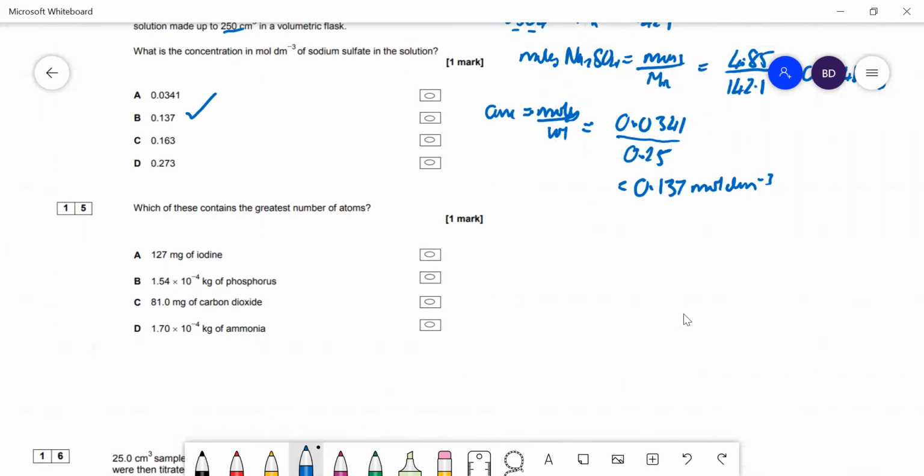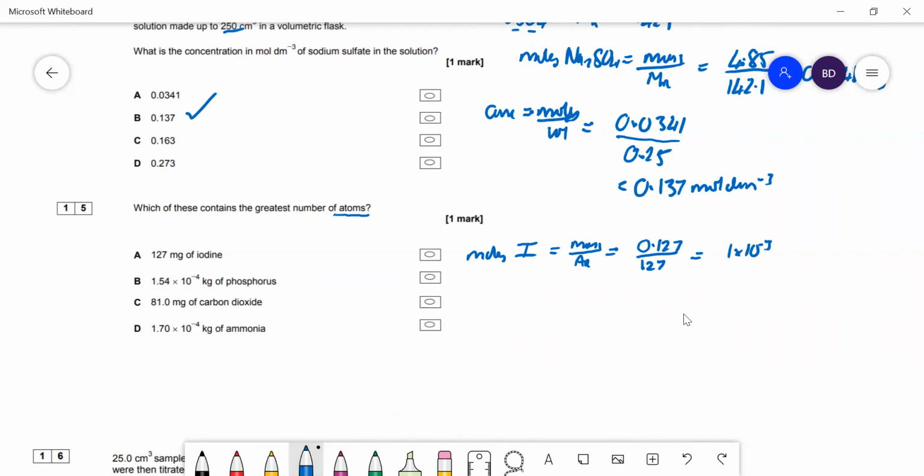Okay, which of these contains the greatest number of atoms? So what we're going to have to do here is work out the number of moles, okay? Now, I'm just going to do moles of I, not I2 here. Moles of I is equal to mass over Mr, or the Ar really, because it's an atom. Well, that's 127 milligrams, which is 0.127 over 127. That is equal to 1 times 10 to the minus 3 for that.